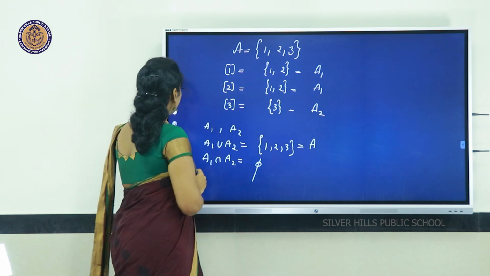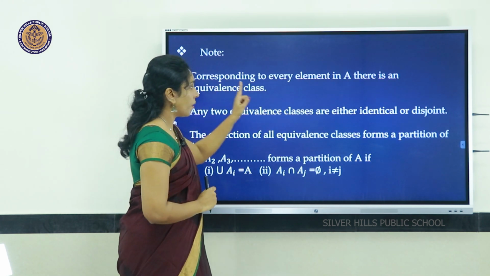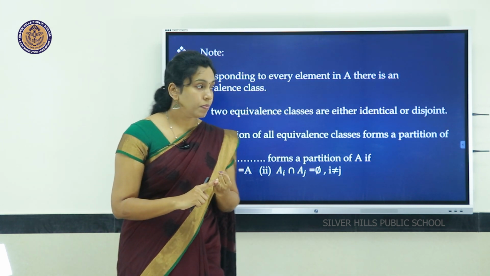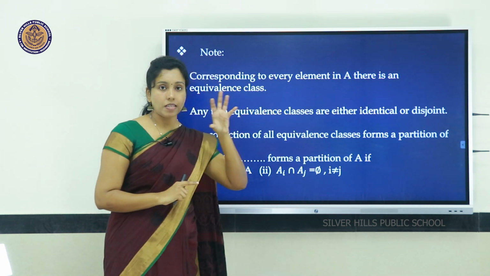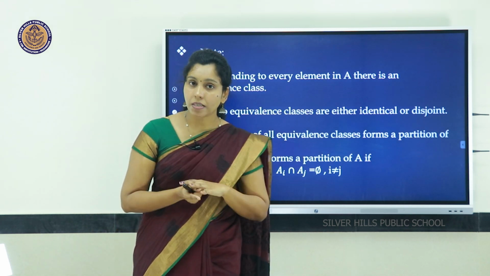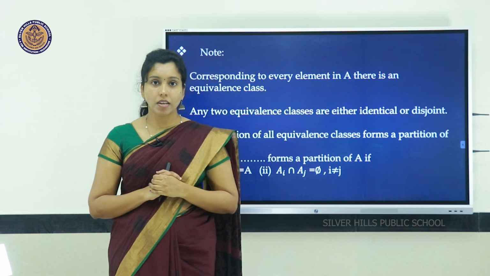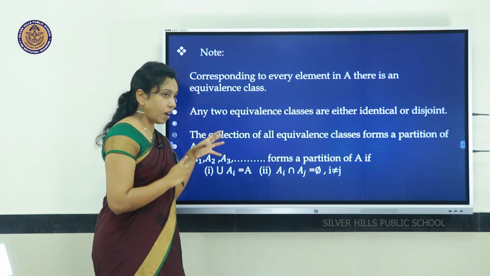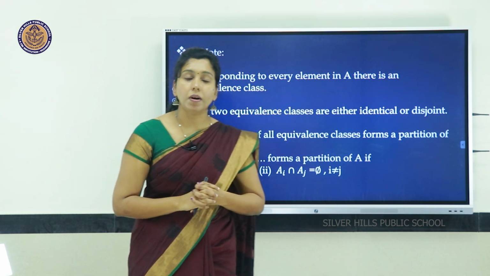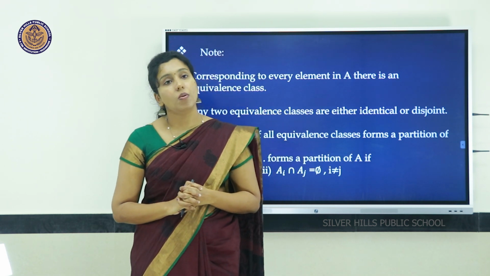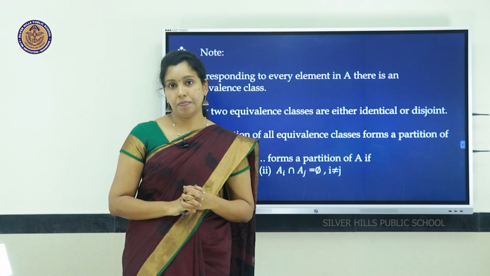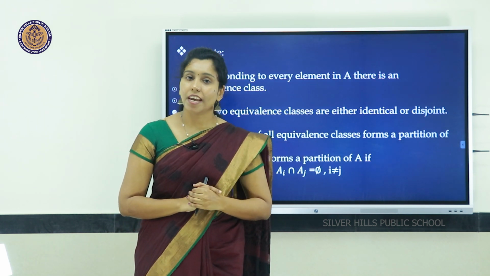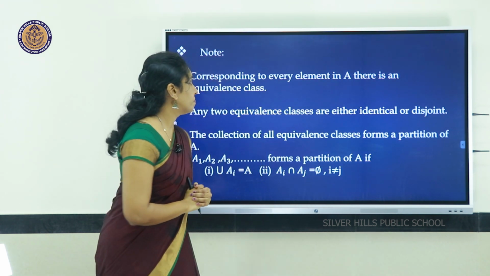So, once again, corresponding to every element in A, there is an equivalence class. Second one, if you take any two equivalence classes, either they will be the same or they will be disjoint. And finally, A1, A2, A3 are equivalence classes, they form a partition of our original set A. So, now let us do a few questions based on equivalence classes.